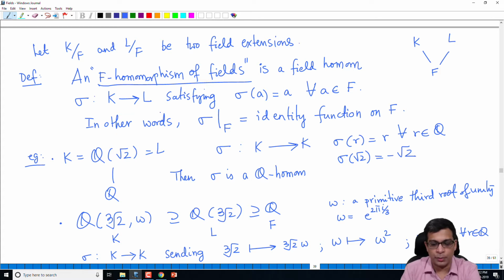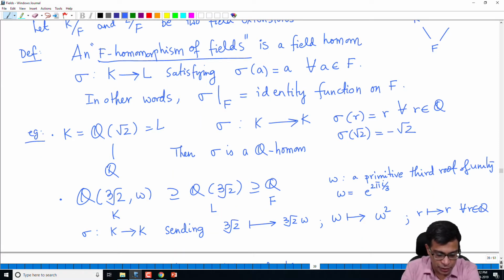Okay, so remember what a field homomorphism is. It is any ring homomorphism, that's all. There is no additional property for a field homomorphism. But an F homomorphism, so this F is important here, it's more than a field homomorphism. This F refers to the base field for both K and L. It is an F homomorphism if it fixes F pointwise, or in other words, sigma restricted to F is the identity function on F. Okay, so it simply means that sigma of every element of F is itself. It's not allowed to change elements of F.